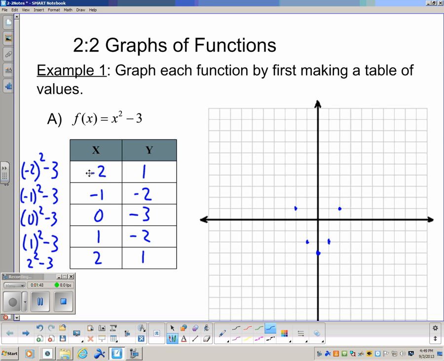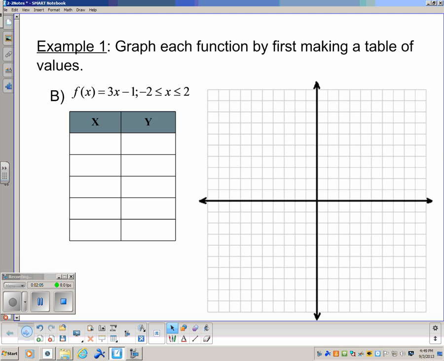Once I have them all plotted, I'm going to connect them. Notice I have a parabola, so this is a quadratic, and you can tell also in the original function because you've got an x squared term. When you have an x squared term, you know you're going to get a graph that looks like a parabola. All right, let's try another one.